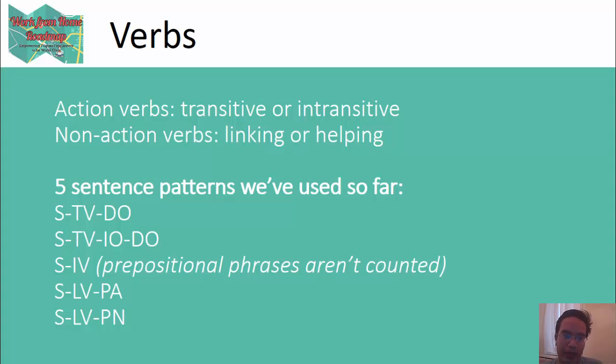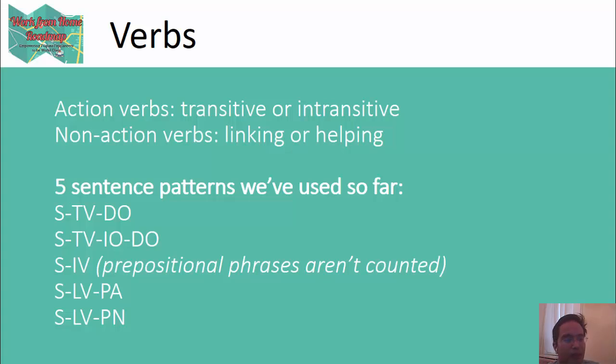While you're reviewing the different kinds of sentence patterns and identifying subjects, transitive verbs, intransitive verbs, direct objects, indirect objects, predicate nouns, and predicate adjectives, I want to remind you of the 5 sentence patterns we've used so far. So you can use these while you're looking at different sentences and trying to identify the patterns. The STVDO pattern, which is subject, transitive verb, direct object. The STVIODO pattern, which is subject, transitive verb, indirect object, direct object.